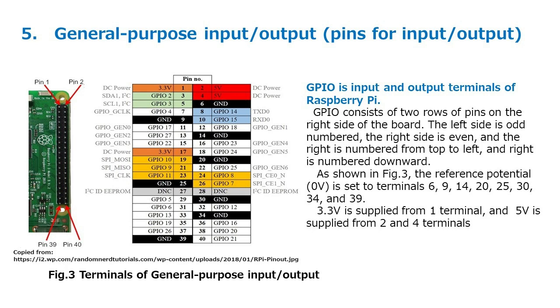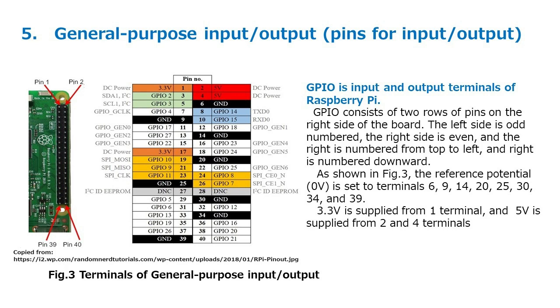GPIO consists of two rows of pins on the right side of the board. The left row is odd-numbered, the right row is even, and the left is numbered from top to bottom, and the right is numbered downward. As shown in Fig. 3, the reference potential of 0 volts is set to terminals 6, 9, 14, 20, 25, 30, 34, and 39.